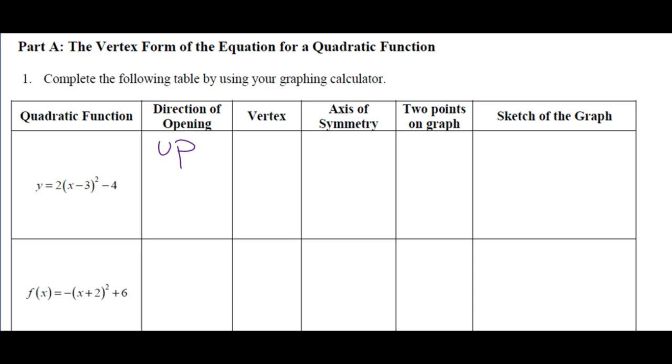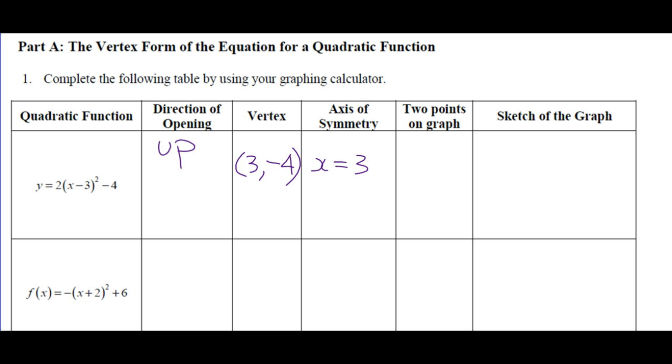Where's the vertex? Okay, so from this form, we got this x minus 3, so the vertex is at 3, right? Because we want to make that 0. So we put a 3 in there. 3 minus 3 is 0 squared, and 0 minus 4 gives you negative 4. Okay, so the vertex is at 3, negative 4. The axis of symmetry runs through the vertex, right? So it's x equals 3.